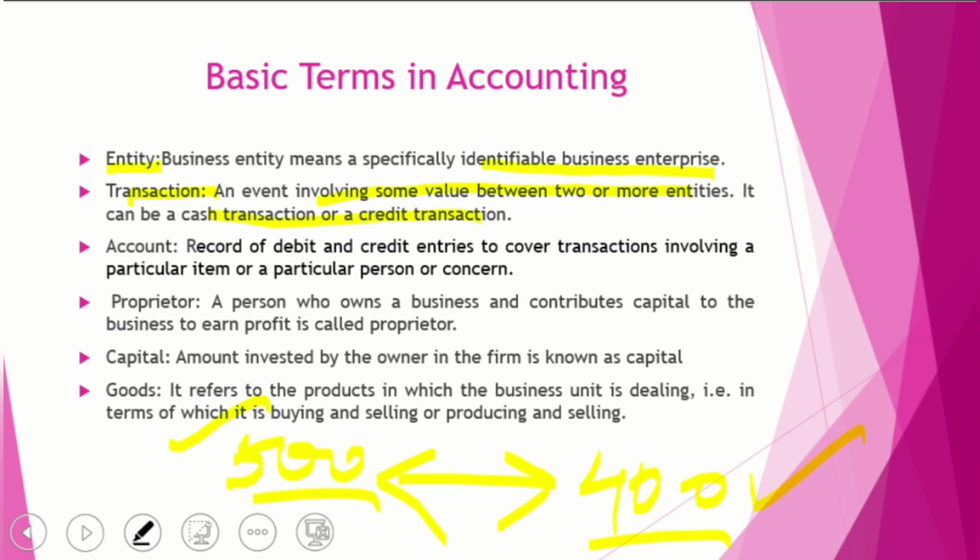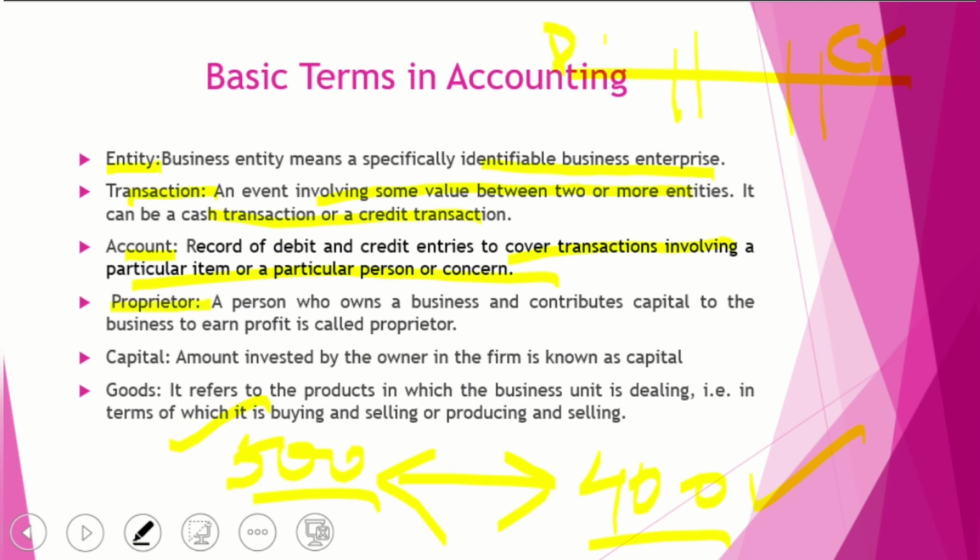Account, a record of debit and credit entries to cover transactions involving a particular item. Account is nothing but recording of transactions. It is done in a particular format, where we write debit on the left side and credit on the right side. This we will be learning more about in the next chapters.